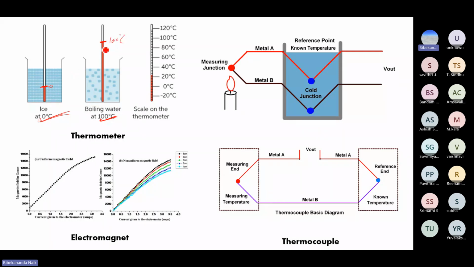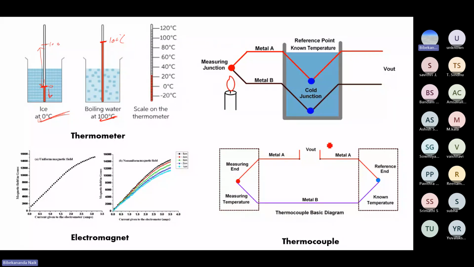So this is 0 and this is 100 degrees. Between 0 and 100, we divide this length into 100 equal divisions, and then one division gives us 1 degree Celsius. So when we go below 0 by 20 divisions, it gives minus 20 degrees Celsius. Like that, this thermometer is scaled or calibrated.